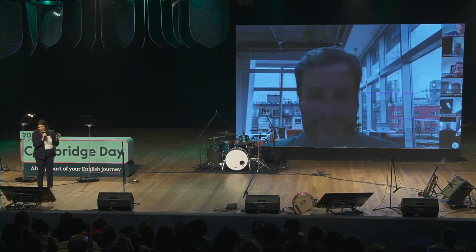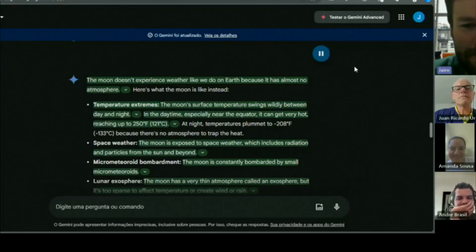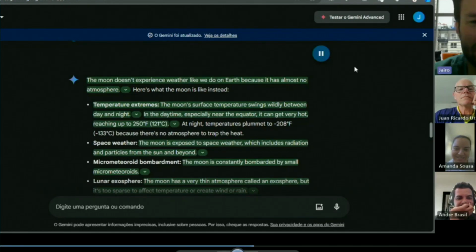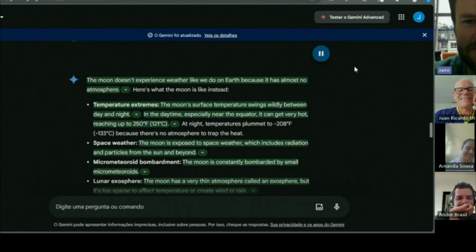Yeah. Temperature extremes. The moon's surface temperature swings wildly between day and night. In the daytime, especially near the equator, it can get very hot, reaching up to 250 degrees Fahrenheit, 121 degrees Celsius. At night, temperatures plummet to minus 208 degrees Fahrenheit, minus 133 degrees Celsius.